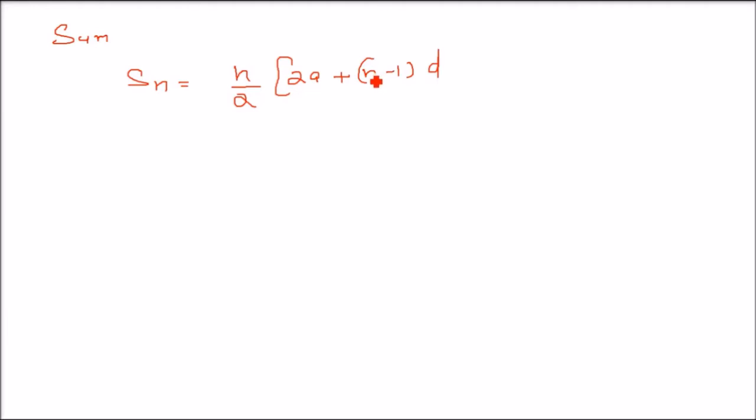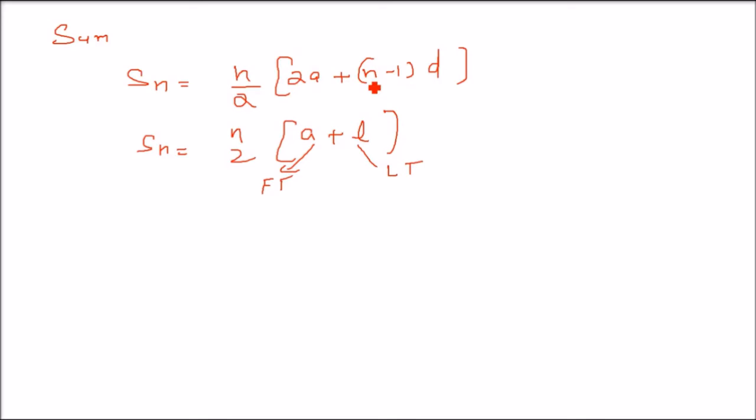And if you have a series where both the first and last terms are given, again we have a formula. Sn equals n by 2 into (a plus l). Directly you put a plus l. a is the first term, l is the last term. Both formulas you can use depending upon the situation.